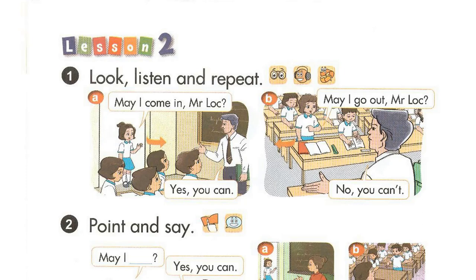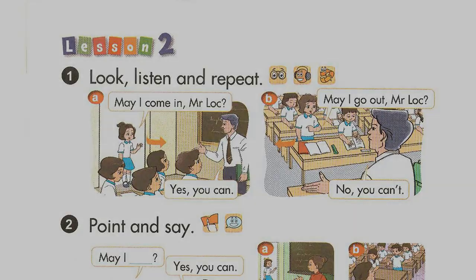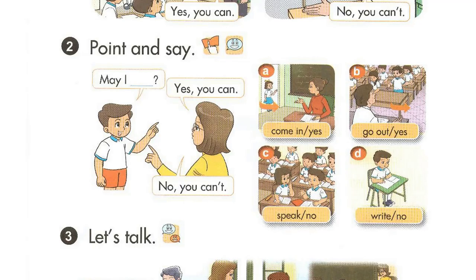Page 42. Lesson 2. Activity 1. Look, listen and repeat. A. May I come in, Mr. Locke? Yes, you can. B. May I go out, Mr. Locke? No, you can't. Page 42. Lesson 2. Activity 2. Point and say. May I come in? Yes, you can. May I go out? No, you can't.